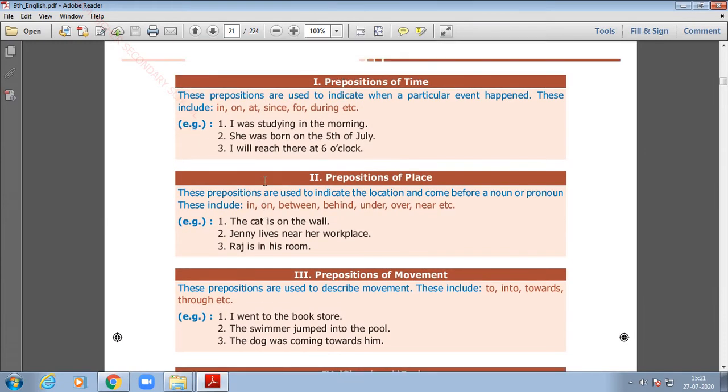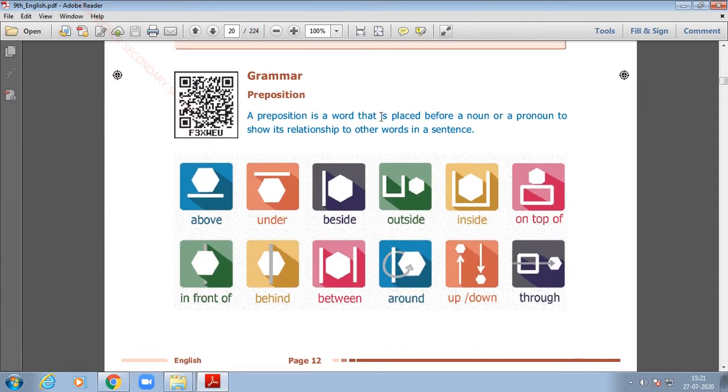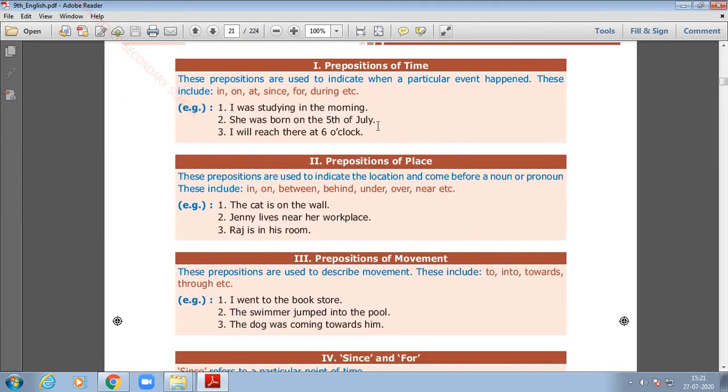Now I think you can understand the definition here. A preposition is a word that is placed before a noun or a pronoun to show its relationship to the other words in a sentence. Simply saying, it's a word that relates two nouns in a sentence. Suppose if I remove this "on", then what is the meaning of the sentence? The cat is the wall. Is it so? Hope you understand. Okay. So this is the base that you'll have to understand. Pre, before, position, place. A word placed before a noun, and this relates two nouns in a sentence.